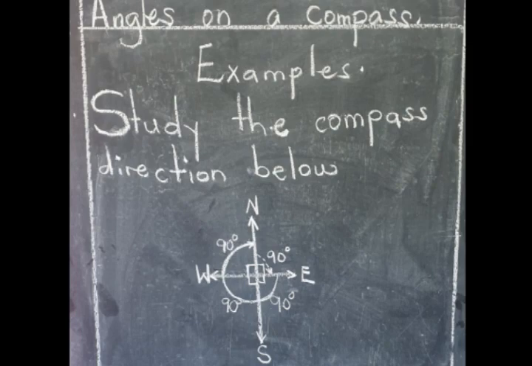Remember, in the first lesson, we looked at finding fractions and angles of rotation. And in that lesson, we looked at the degrees that make a complete turn. If I'm to remind you, we said a complete turn is made up of 360 degrees. Therefore, without wasting time, today we are going to look at angles on a compass. Children, primary five, we are looking at angles on a compass.